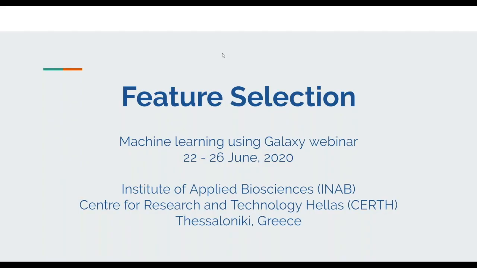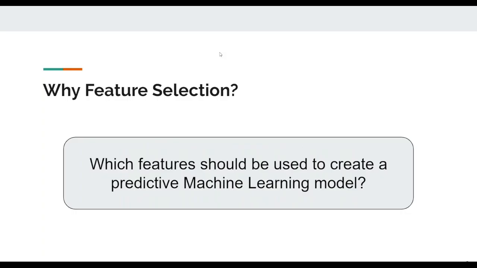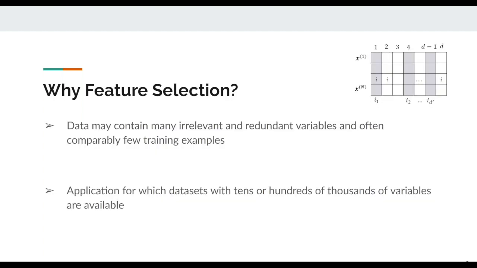I'm just going to give you a brief overview of feature selection and what this implies for machine learning. So the first question is, what is feature selection? In other words, the main question we are trying to address in this process is which features should be used to create a predictive machine learning model. And this question is ever more relevant when we are discussing multiple features, which is quite often the case in life sciences. So why do we need feature selection?